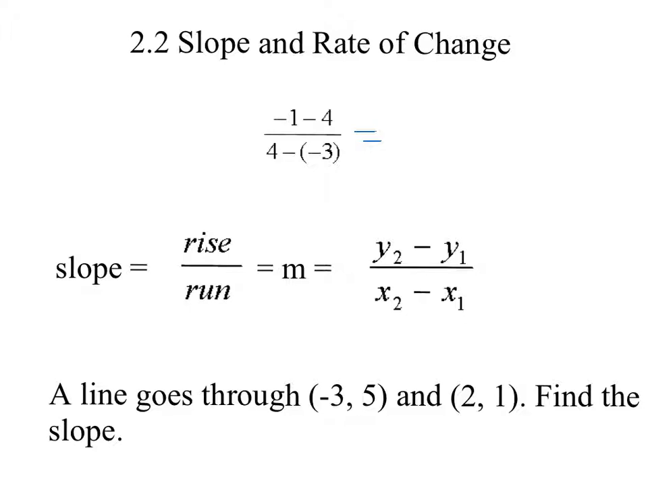So on the top here I have -1 minus 4, that gives me -5. And on the bottom I have two negatives, so I'm going to make a plus, and we have 4 plus 3, which is 7. So the fraction here is -5/7, and that's how we're going to leave it. We don't do decimals with slopes and things like that.